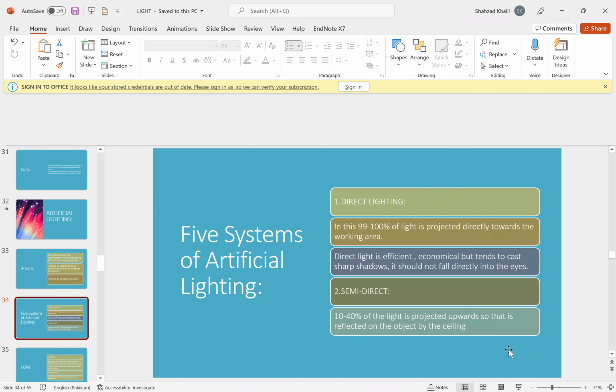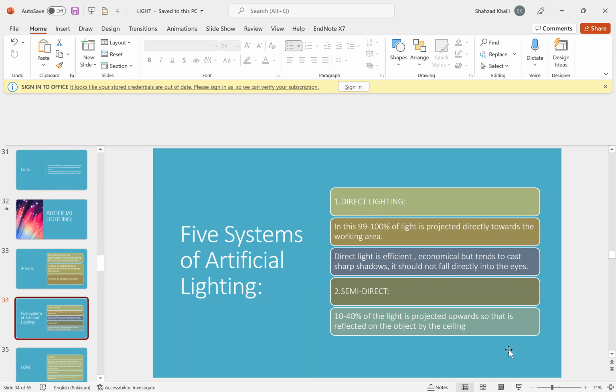Five systems of artificial lighting. Number one is direct lighting. In this, 90 to 100% of light is projected directly towards the working area. Direct light is efficient, economical, but tends to cause sharp shadows. It should not fall directly into the eyes.